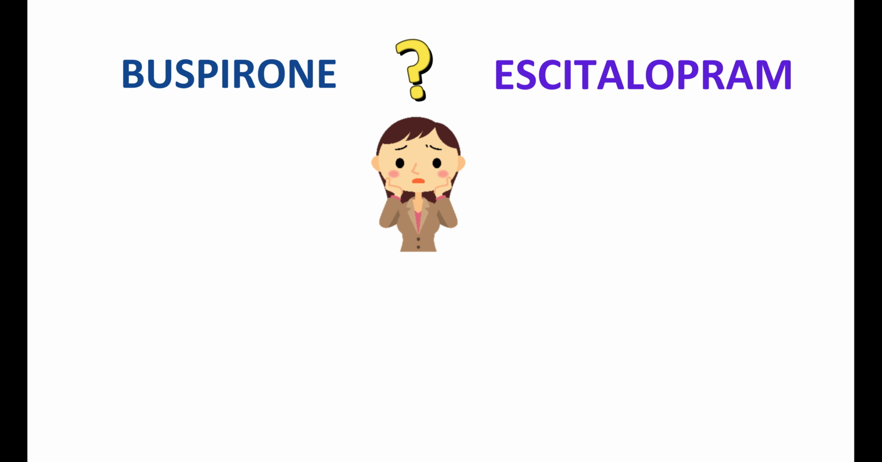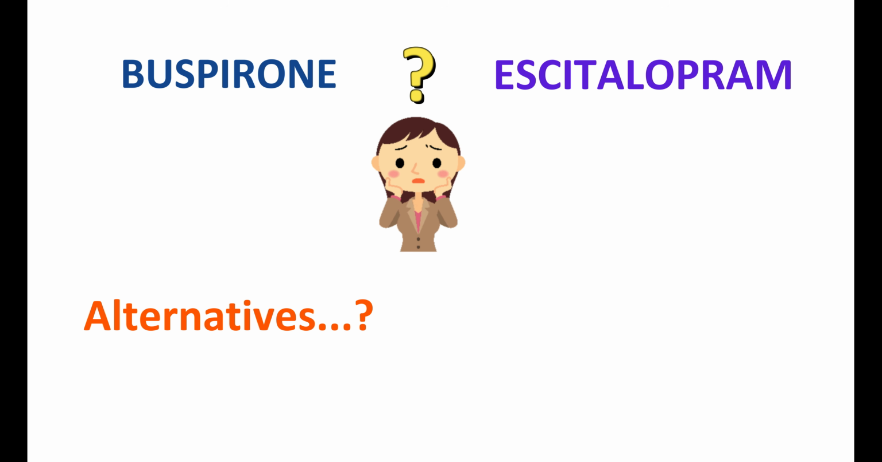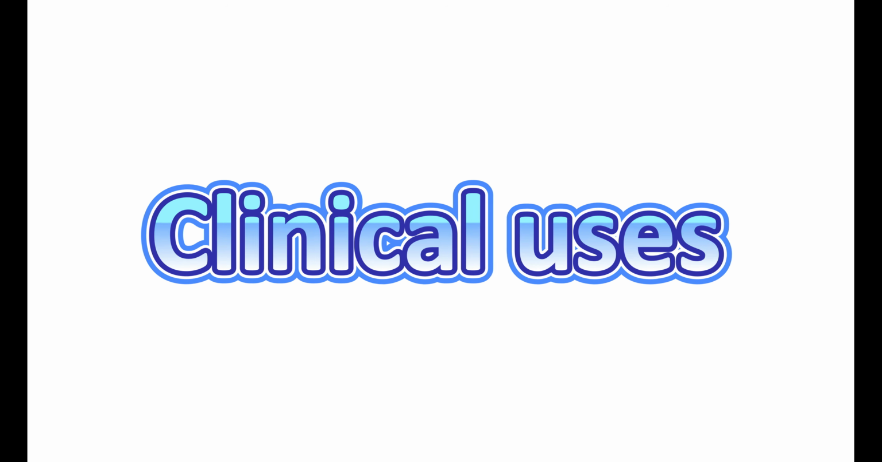Even though Buspirone and Escitalopram belong to different clinical categories, both can be used in the treatment of anxiety. But how do they work in controlling the symptoms of anxiety, can they be used as alternatives, or can they be used in combination? All such facts we will discuss in this video. First of all, let us see the clinical use of these medications.